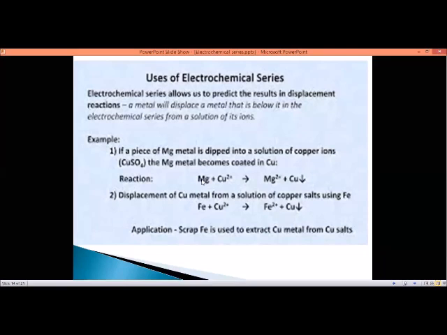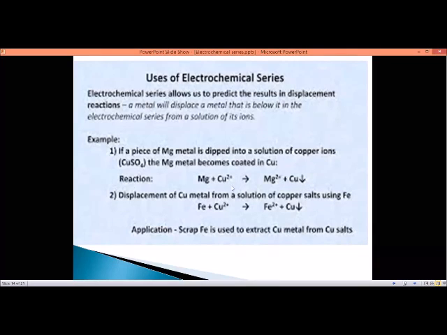And what has happened? The magnesium has gone inside the solution as Mg2+, forming magnesium sulfate, and this Cu2+ has got absorbed on the magnesium plate, and it has formed a copper coating. Okay, this reaction has taken place.